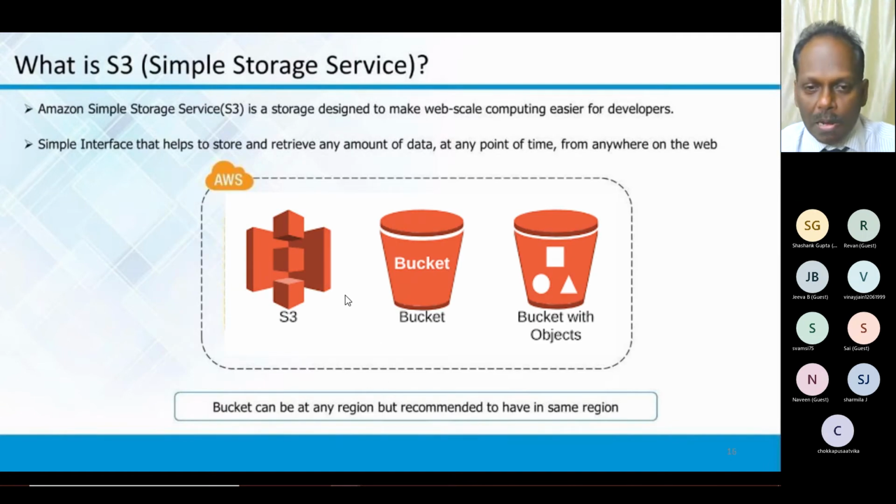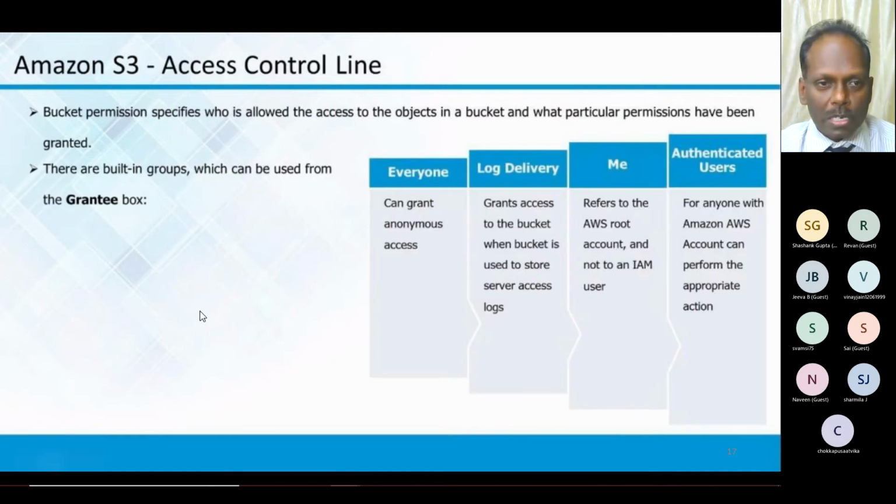So as I explained, in S3 you have a bucket and bucket with objects. It is a storage designed to make web scale computing easier for developers. A simple interface that helps to store and retrieve any amount of data at any point of time from anywhere on the web. A bucket can be in any region, but it is recommended to use the same region. If your user data is related to Australia, create a bucket in Australia rather than in Paris. So understand this one.